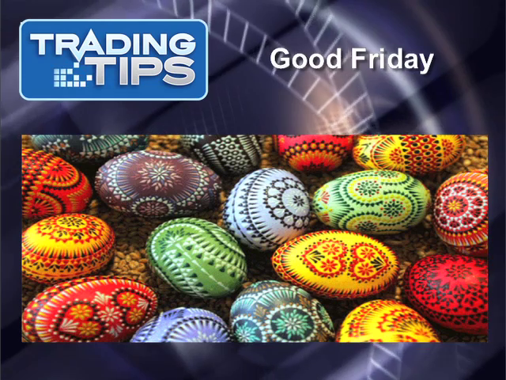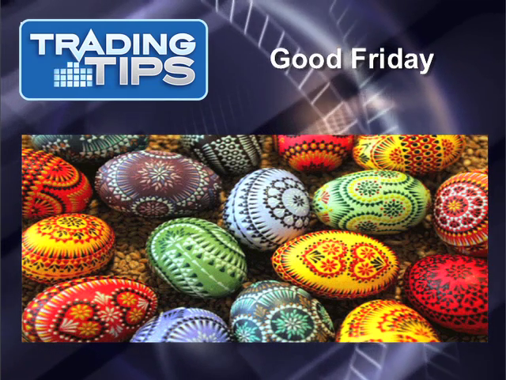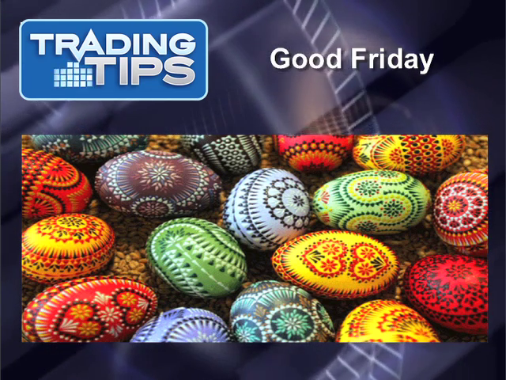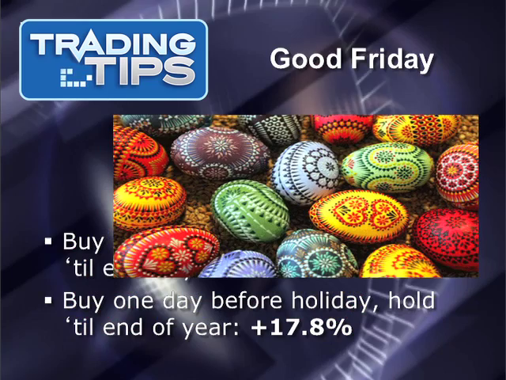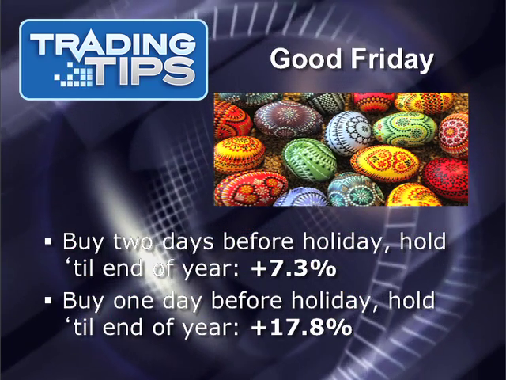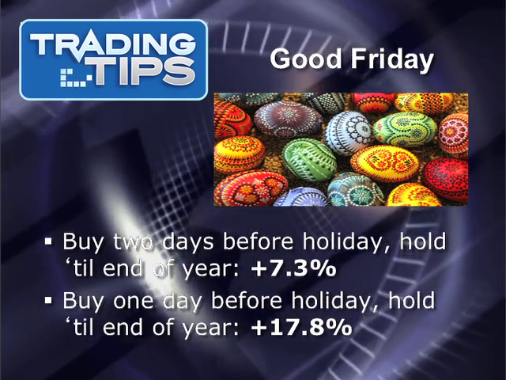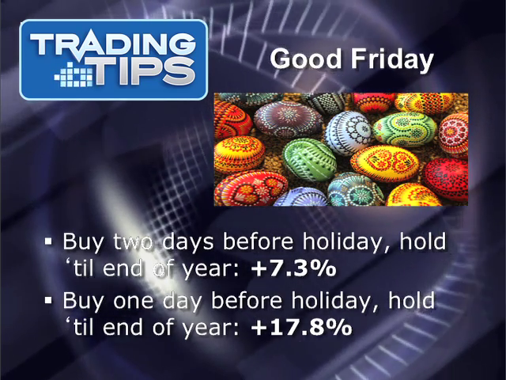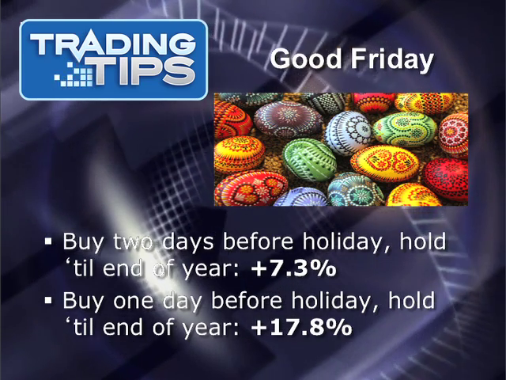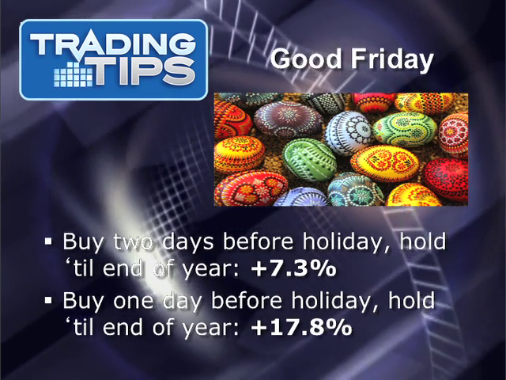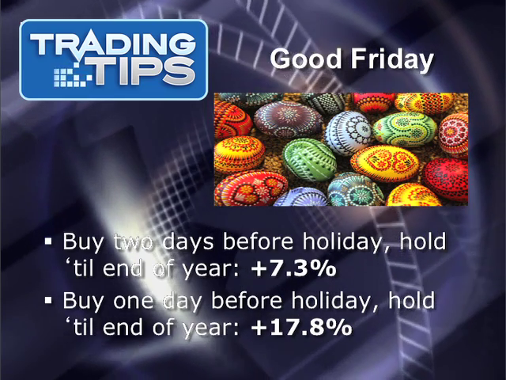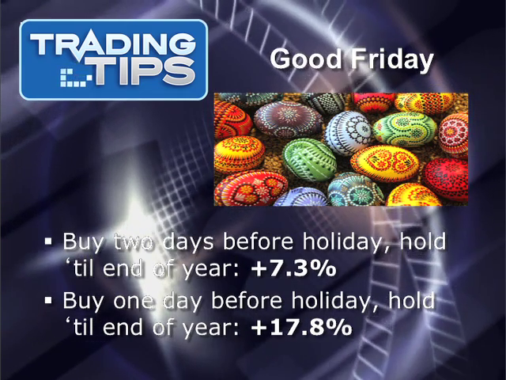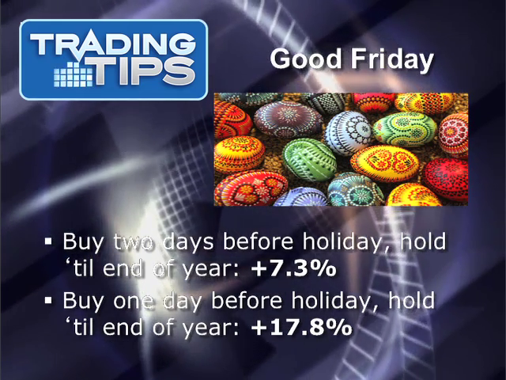Typically, it pays off to buy the day directly before the holiday. And in most cases, we're using 2 days before the holiday to show the dramatic difference that the 1 day makes. Here we see that buying on Wednesday before Good Friday, usually in late March or early April, and then holding to the end of the year provides a 7.3% return, which is not really that great compared to just the regular average. However, buying on the Thursday before Good Friday, the day right before Good Friday, provides a 17.8% return, which is much better. The 1 day made a difference of more than 10 percentage points.